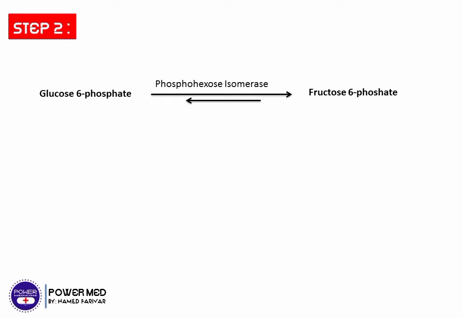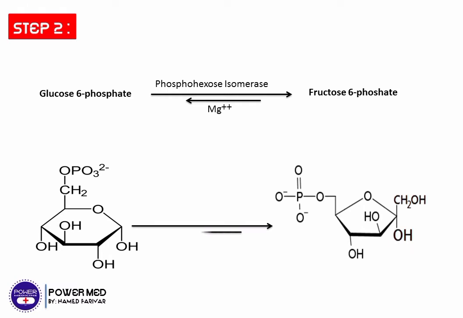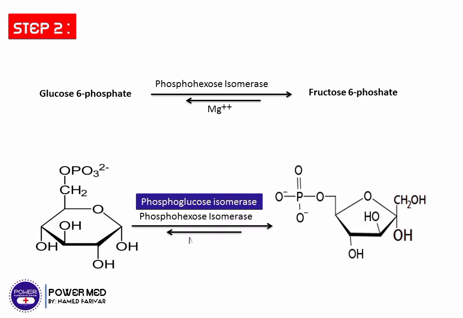Once again, the presence of magnesium ion is considered in this reaction. Looking in more detail at the structure of glucose 6-phosphate, having a phosphate group on carbon number 6, which is supposed to be converted to fructose 6-phosphate, is still a phosphorylated compound, but is a ketose, not an aldose anymore. And of course, this is a reversible reaction catalyzed by phosphohexose isomerase. Hexose stands for 6-carbon compounds, which represents sugar here, and you can also say phosphoglucose isomerase.